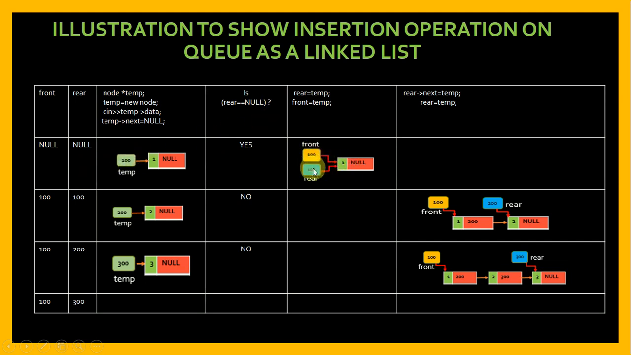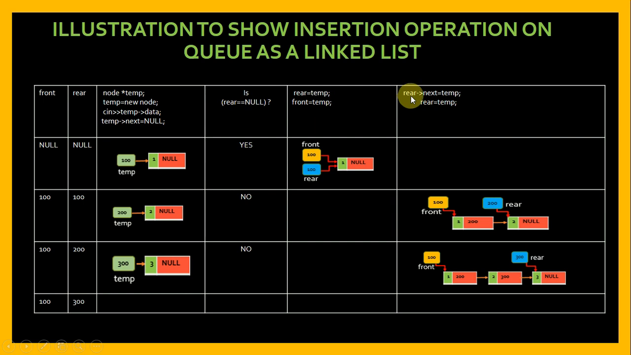Now you can see front and rear both are 100, and now I am creating one more node. Suppose this is the node which is created and I am storing the data 2 in it, and again it is going to be the last node, so I am storing null in the next portion of it, and the address of it is 200, which is stored in temp. Now rear is not null, so these two statements will be executed.